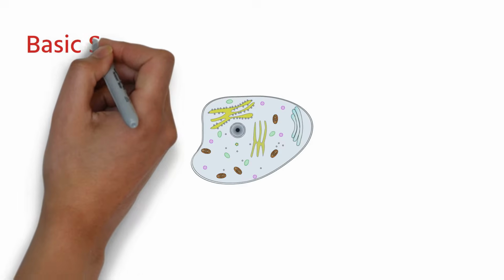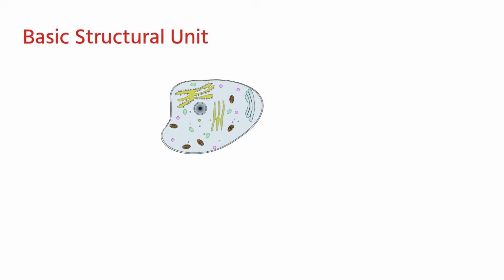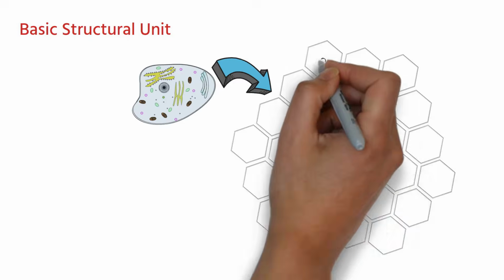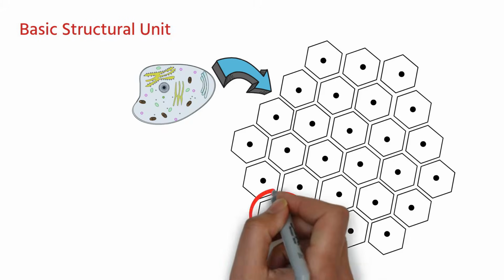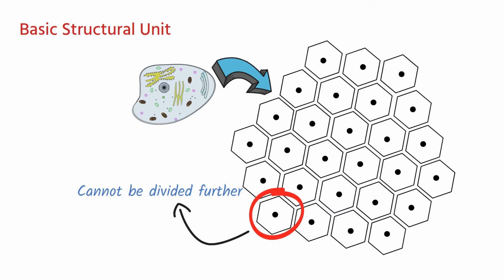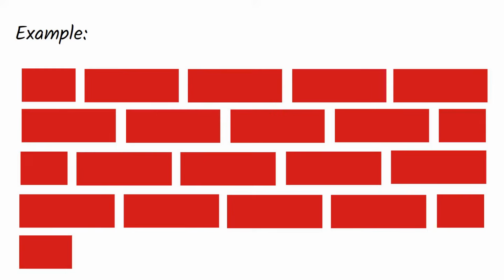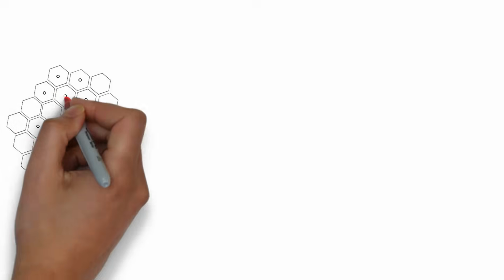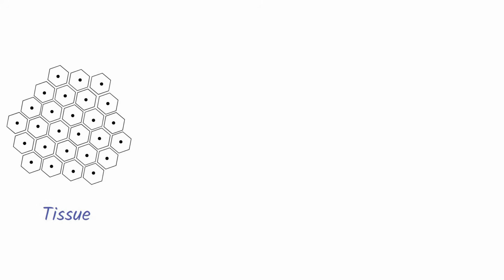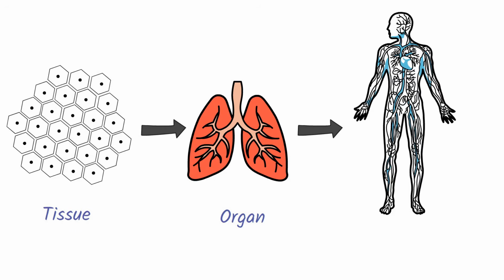For our understanding, a basic structural unit is something that acts as a building block. When these units combine together, they form a shape. The basic structural unit cannot be divided further. Just to give an example, the combination of individual bricks forms a wall. Similarly, in biology, multiple cells combine to form a tissue, tissues form an organ, and organs form a body.